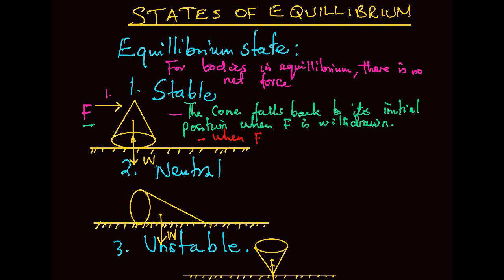When F is slightly applied, COG gets raised, but it falls back to make the COG as low as possible.